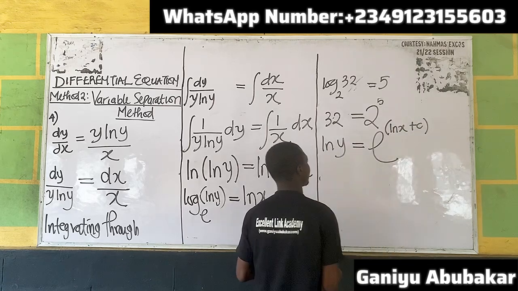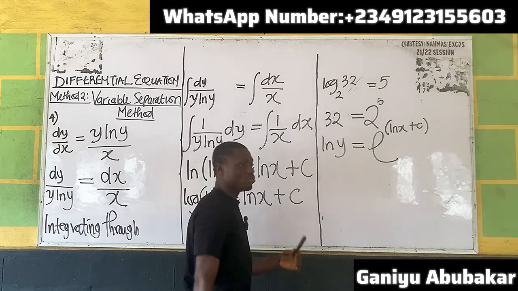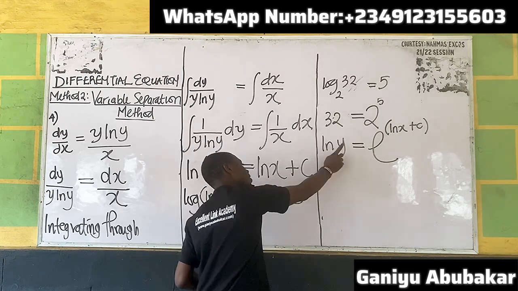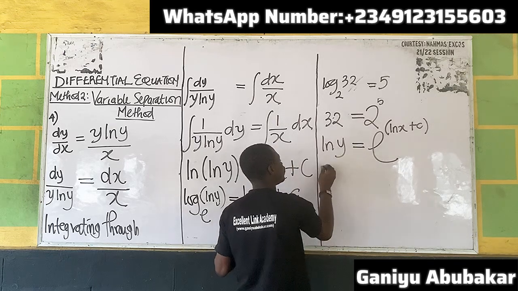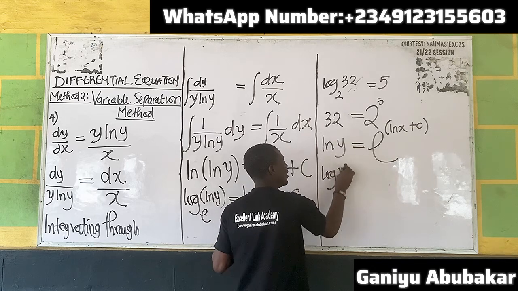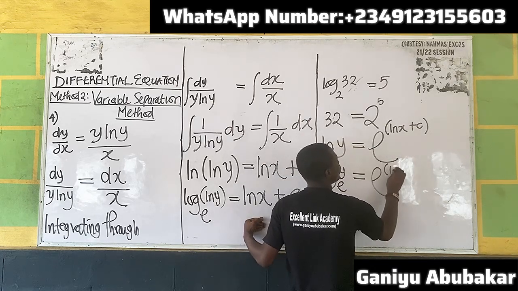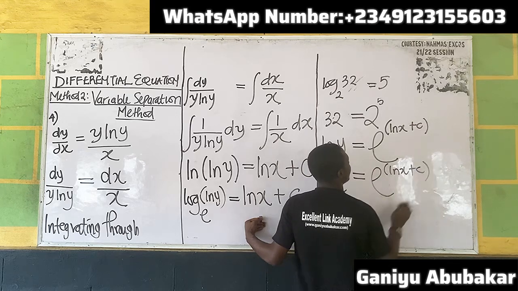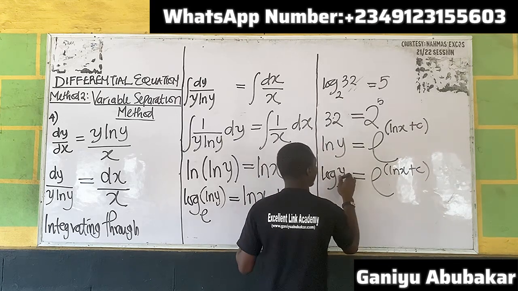I have this one here. Yet, I have not yet made y stand alone. I still have a ln here again. Apply the same concept. Ln gives you log to base e. This y is here, is equal to what there? Exponential into ln x plus c. Exponential goes here. So you have this y.